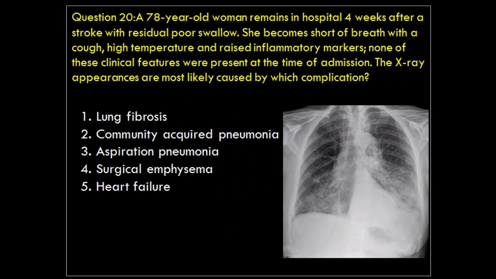Question 20: A 78-year-old woman remains in hospital 4 weeks after a stroke with residual poor swallow. She becomes short of breath with a cough, high temperature and raised inflammatory markers. None of these clinical features were present at the time of admission. The X-ray appearances are most likely caused by which complication? 1. Lung fibrosis. 2. Community-acquired pneumonia. 3. Aspiration pneumonia. 4. Surgical emphysema. 5. Heart failure.